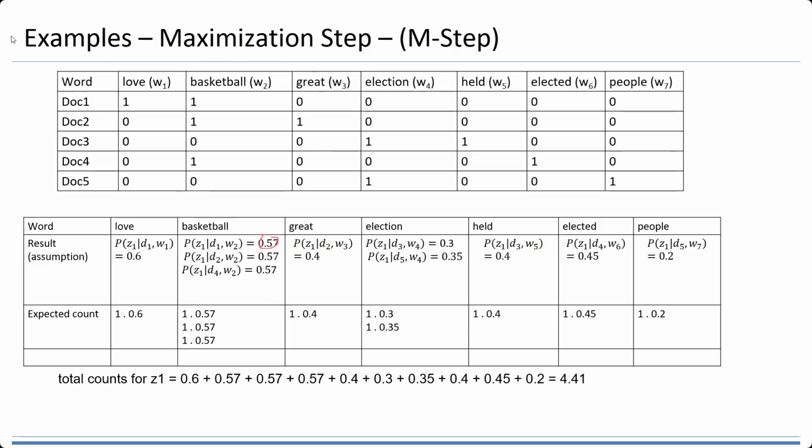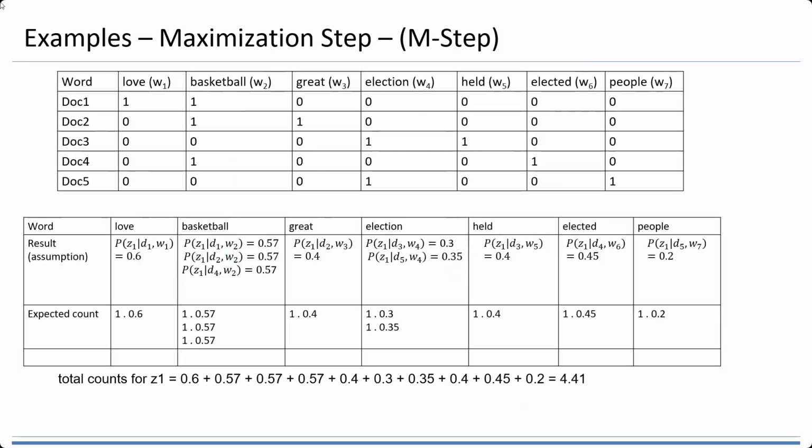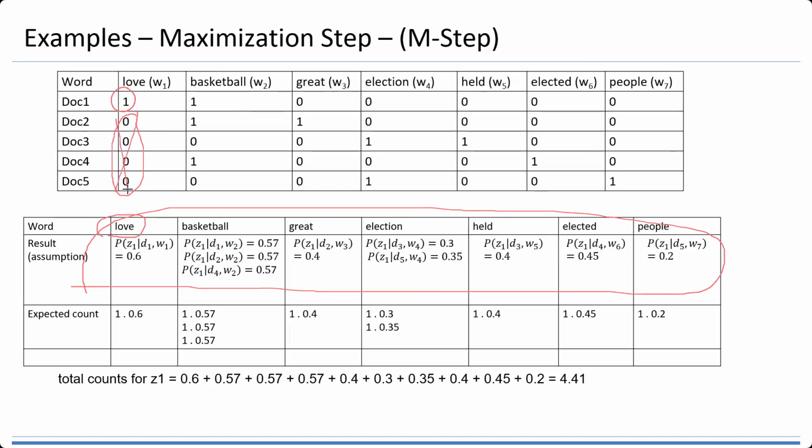0.57. You already know this one from P(Z1 | D1, basketball). We can get 0.57. So let's say after we do the calculation, we got all those numbers. The word love is available in document 1 but does not appear in other documents. Then we can have the expected count of the word love in document 1 for a particular topic. Let's say this one is 0.6.